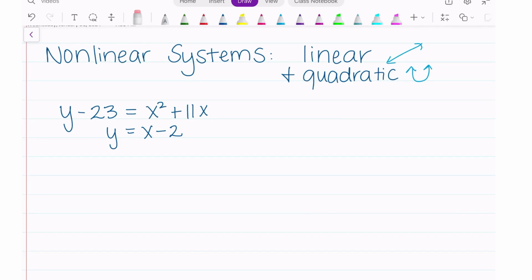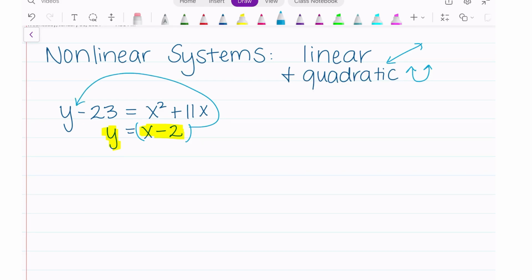So to do this, I'm going to use substitution. And when you use substitution, you want to find one of the y values by itself or x values by itself. You need a variable isolated. So if it's not given to you, you may have to do that yourself. However, I have y isolated. y is equal to x minus 2. So I'm going to take x minus 2 and I'm going to plug it in for y.